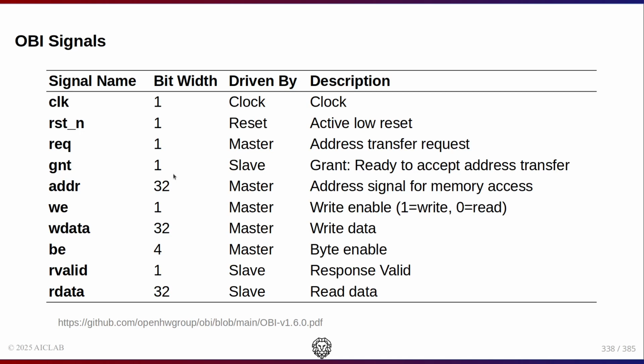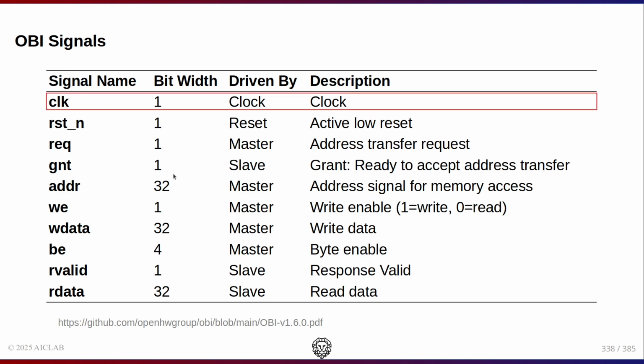OBI signals. For this tutorial, I'm referencing the OBI version 1.6 specification. A link to the document is available in the description. This table lists the required signals. Let's go through them one by one.